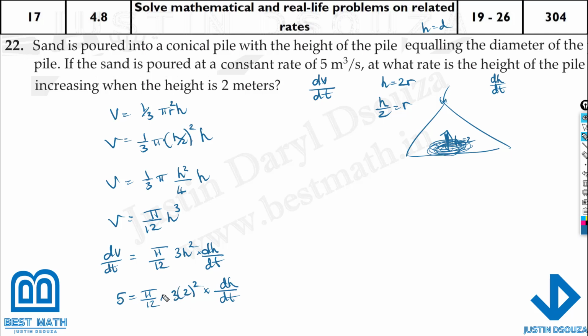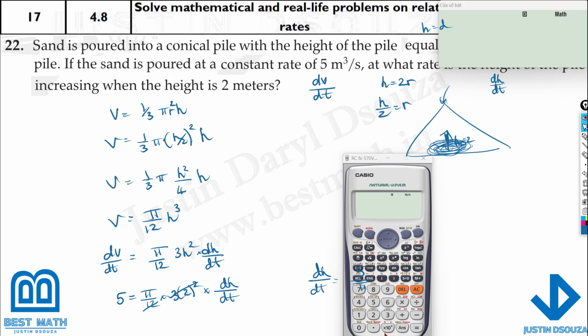We'll just take it to the other side. Simplify how much you can. Here, how much is this? It's 2 squared, 4 times 3 is 12, and this cancels off with this. So just pi goes to the other side. So dh by dt will be equal to 5 divided by pi. You can just put that in the calculator and you'll get the final answer. So it's 5 divided by pi.